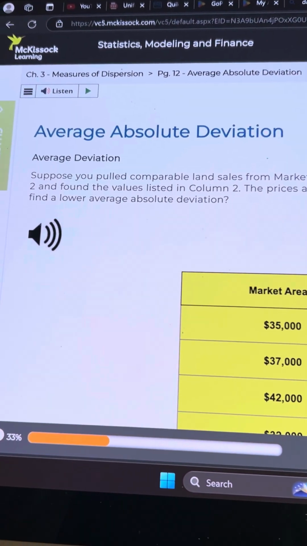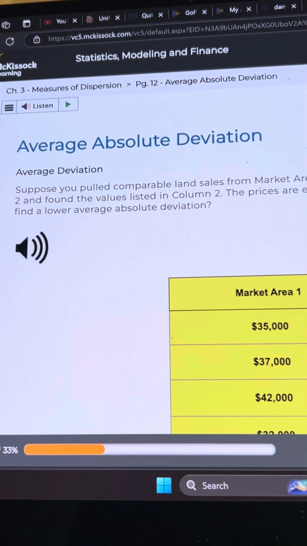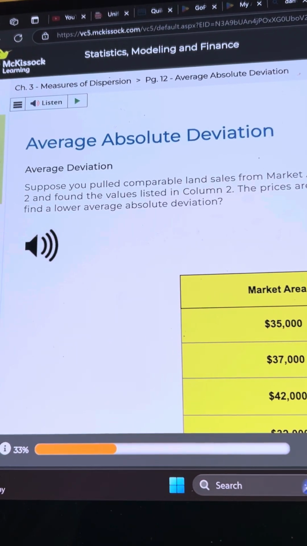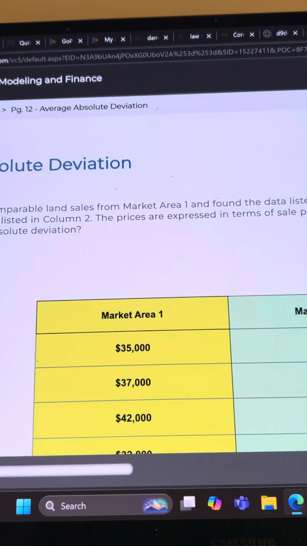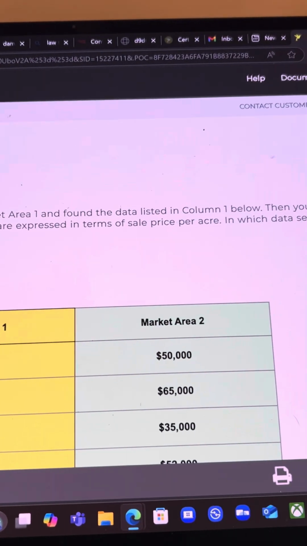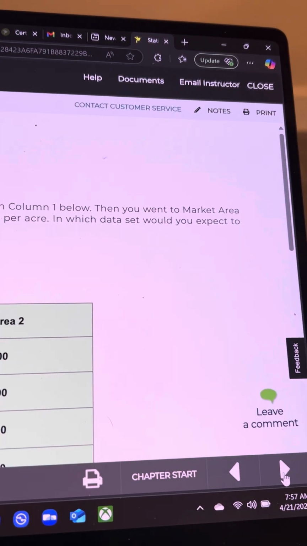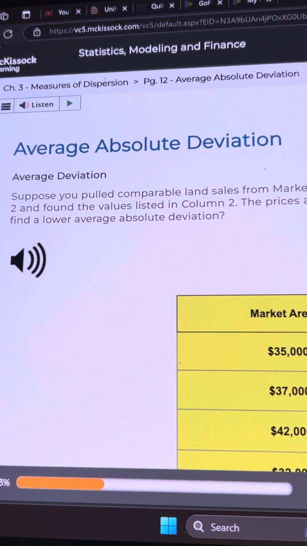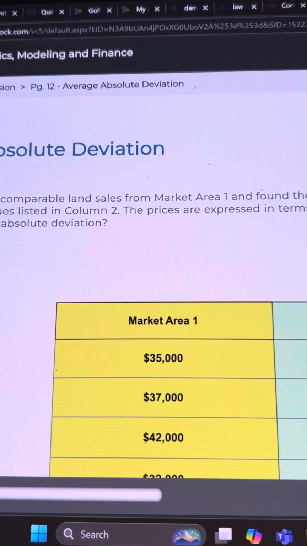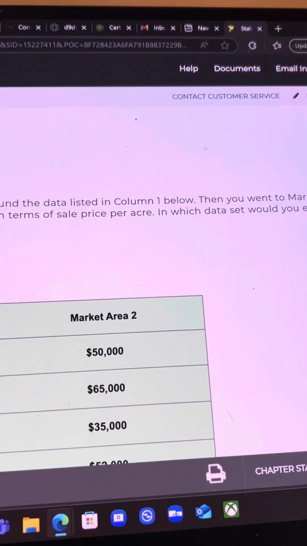Page 12. Average absolute deviation. Average deviation. Suppose you pooled comparable land sales from market area 1 and found the data listed in column 1 below. Then you went to market area 2 and found the values listed in column 2. The prices are expressed in terms of sale prices per acre.